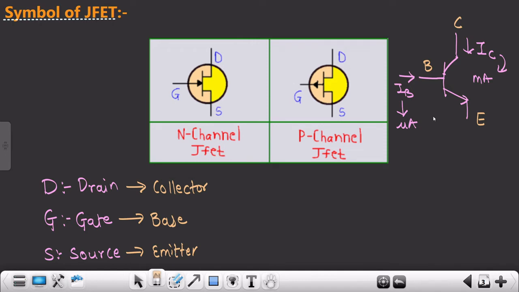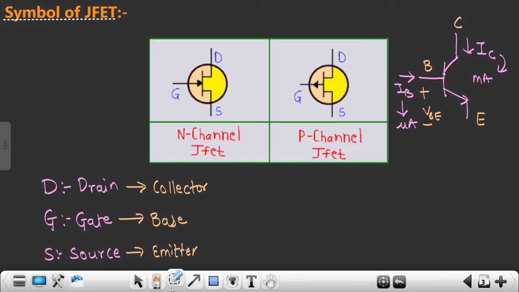In case of BJT, we were applying a certain voltage, VBE, and then we were getting a certain current. That means we were providing the current IB, or the base current, to the input of the BJT, and thus we were able to obtain the output current, the magnified form of the input current. In case of JFET, the same thing we are going to do over here. We are going to apply a certain voltage, and then we are going to get a certain output voltage based on the input voltage, which would be the magnified form of the input voltage. So this is the basic idea of the JFET.